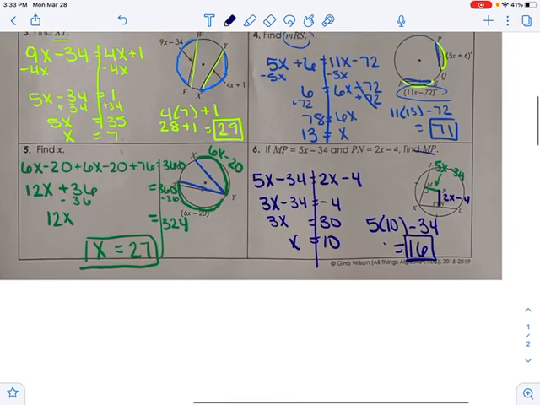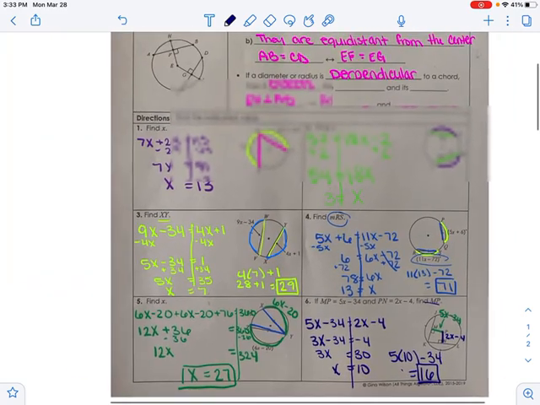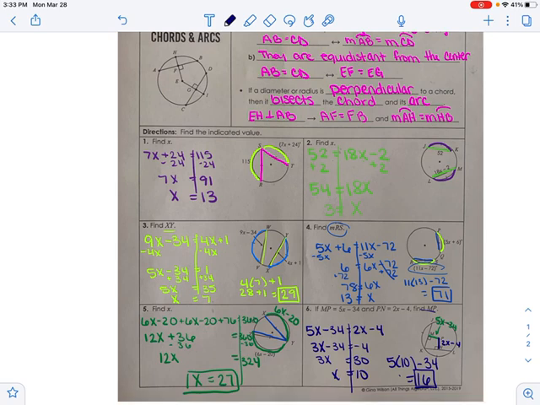Okay. I'll zoom out in case you need to pause, get anything down. At this point, that is the conclusion of this set of notes. For the most part on this one, you're just setting things equal to each other, except for number 5, that one's a little bit different. And then solving for x, and just be wary if they're asking you to plug back in.